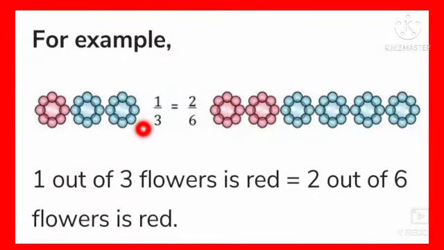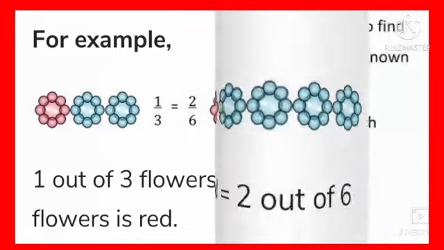Example of proportion. 1 out of 3 flowers is red. 1 out of 3 is equal to 2 out of 6 flowers is red. 2 by 6. 1 by 3 is equal to 2 by 6.